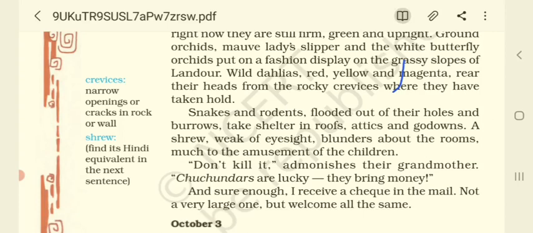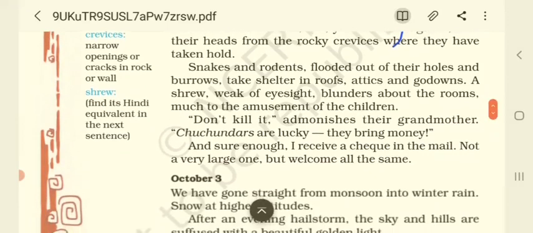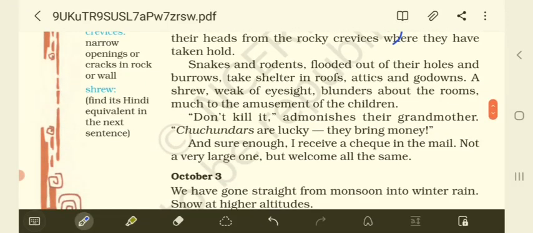Other than that, what is new with snakes and rodents? They have flooded out of their holes and burrows, and they have started taking shelter in roofs, attics, and godowns. A shrew. What is a shrew? You try to find its Hindi equivalent in the next sentence. Let's find. A shrew, weak of eyesight, blunders about the room, much to the amusement of children. So children do love these things, isn't it?